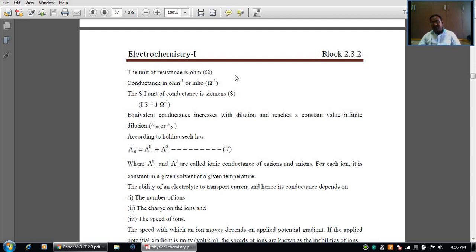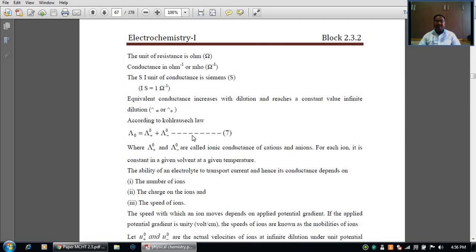What is the SI unit of resistance? Ohm. The SI unit of conductance is per ohm or mho. The SI unit of conductance is siemens. Siemens is equal to per ohm. Next, equivalent conductance of dilute solutions is explained by Kohlrausch's law.